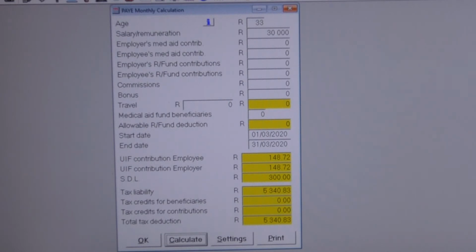Here we have a different taxpayer earning a 30,000 Rand monthly salary, and we can see the tax on the 30,000 Rand is 5,340 Rand. Let's say that the employer and the employee each contribute 5,000 Rand a month to the employee's retirement fund. While the taxpayer or employee's contributions are not added to income for tax, the employer's contributions are added to remuneration as a taxable fringe benefit.